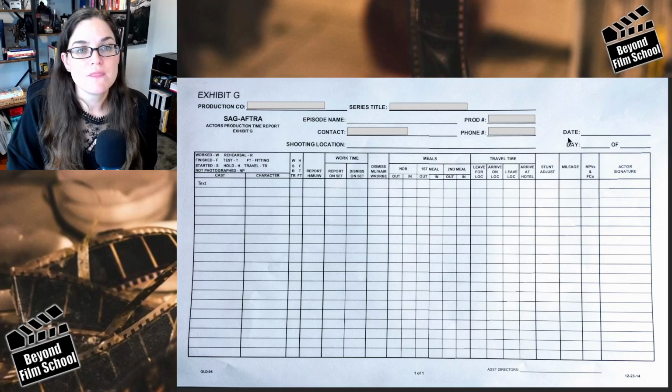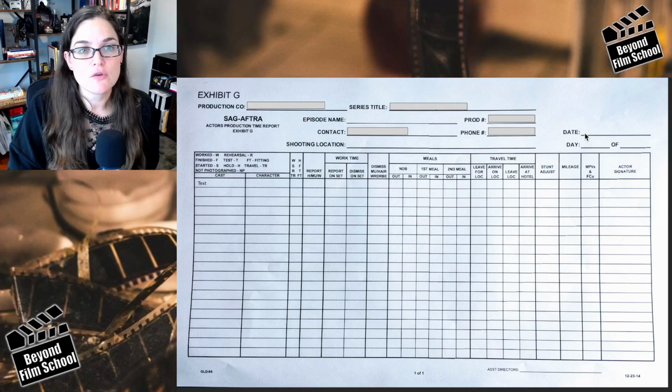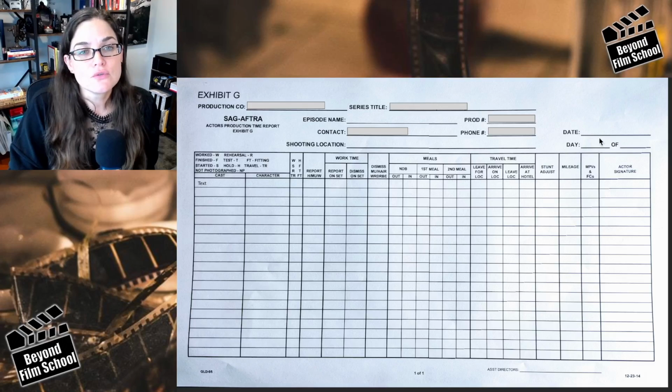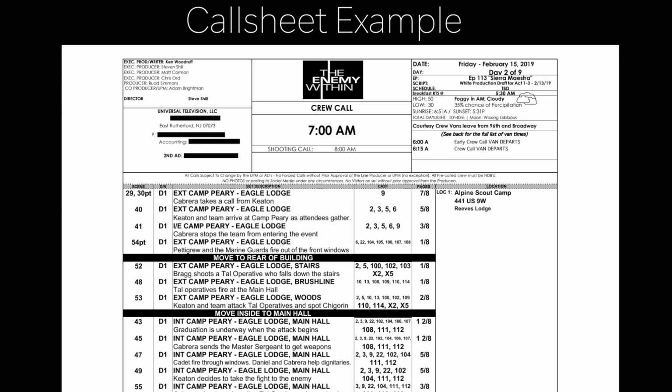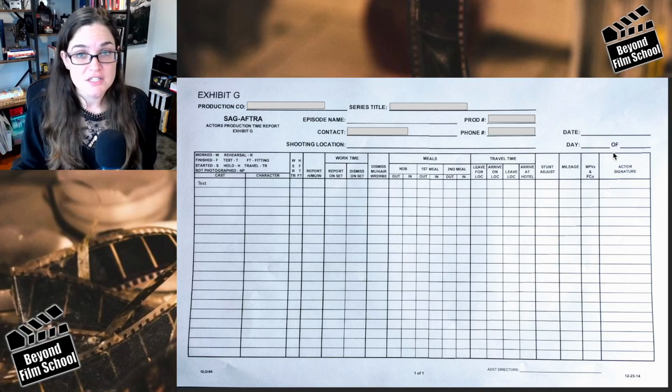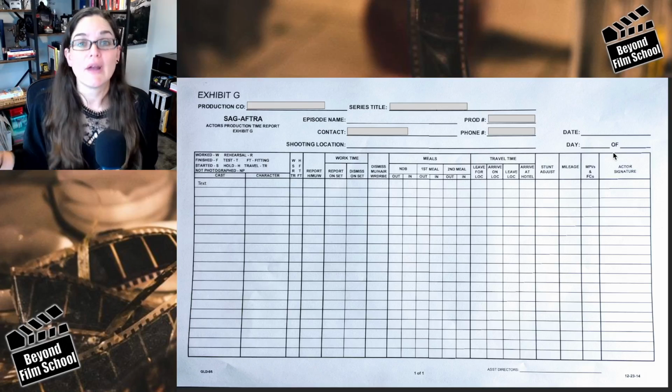Moving on to the day. So this is day of whatever. So for example, one episode of a TV show could be 9 days, and this is the first day of shooting, so you would put day 1 of 9, right? Or 2 of 7. This usually is going to be on the top of the call sheet. If it is not, I am very sorry, but for the most part, the day out of whatever how many shooting days there are is going to be on the top right of your call sheet.